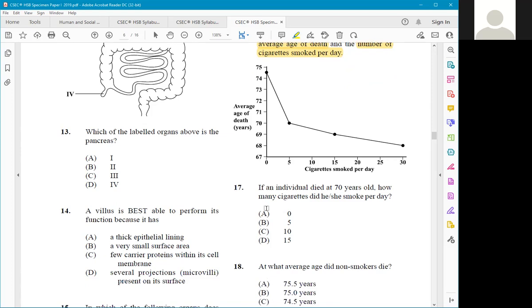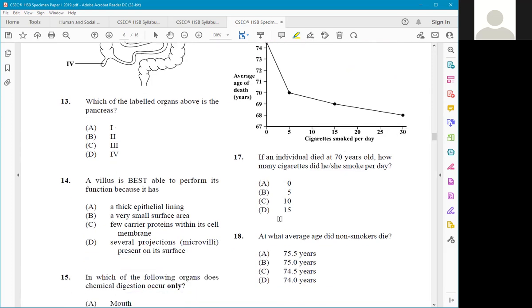At what age did non-smokers die? So people who don't smoke would be the people with 0 cigarettes per day. Common sense should let you know that. So at which age did the non-smoker die?